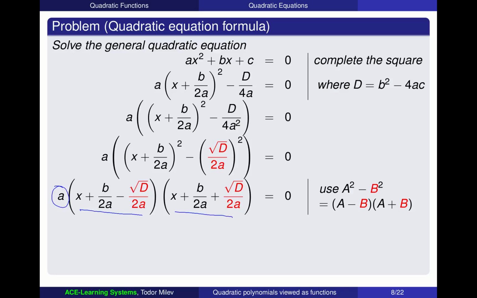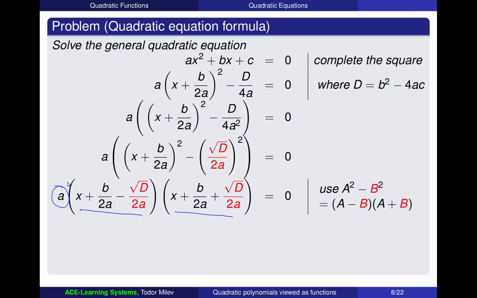But how could the product of three numbers be 0? Well, for the product of three numbers to be 0, at least one of those three numbers has got to be 0. We could also have two of them be 0, or all three of them be 0, but at least one of them has got to be 0. If they're all non-zero, that doesn't work. So there are three options.